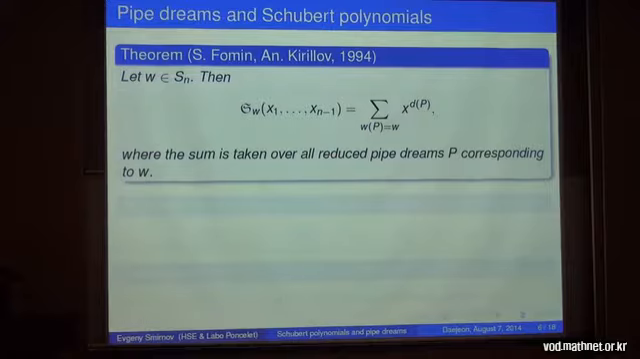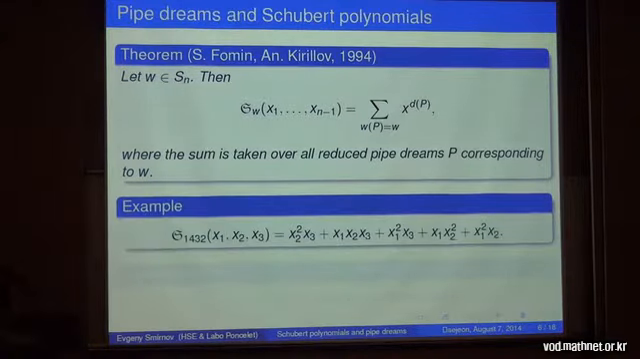The word reduced means that no 2 strands in my pipe dreams cross more than once. So for example, in the previous case, I get this polynomial. So this polynomial corresponds to the class of the Schubert variety corresponding to 1, 4, 3, 2 in the cohomology ring of GL4, right?